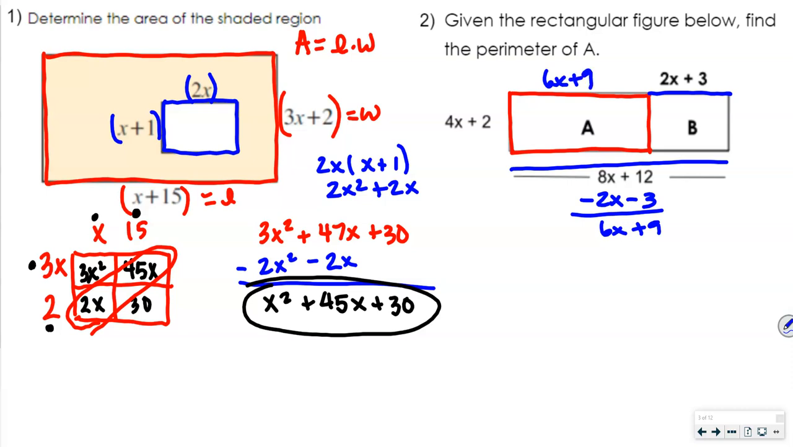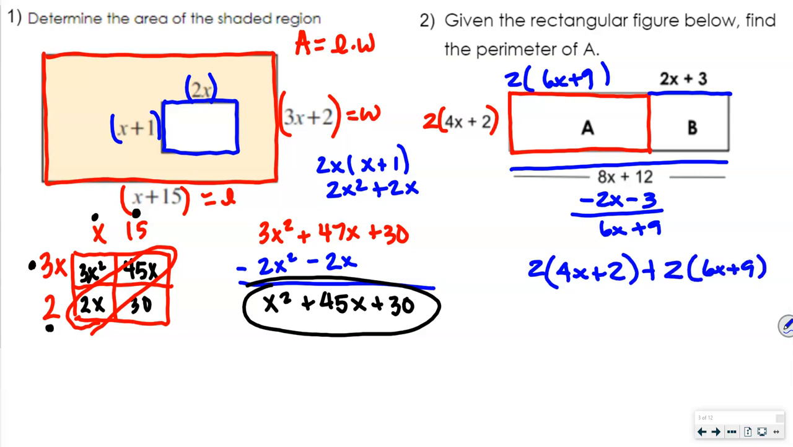So notice that we have two sides that are equal, right? So we're going to do 2 times this side, and I'm going to go 2 times this side, and that's how I'm going to get my answer, okay? So we're going to go 2 times our 4x plus 2 plus 2 times our 6x plus 9. Now, if you don't like that, then you can just put the 6x plus 9 down here, and you can put the 4x plus 2 over there, and you can just add all your like terms.